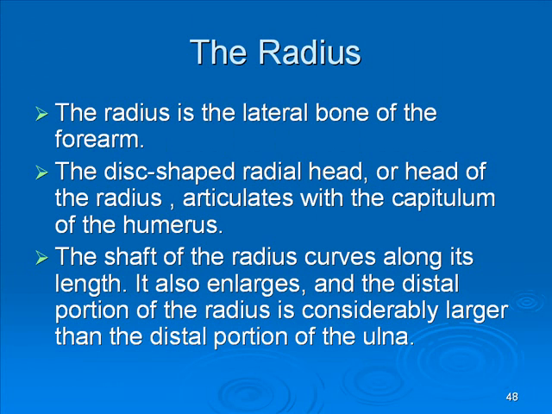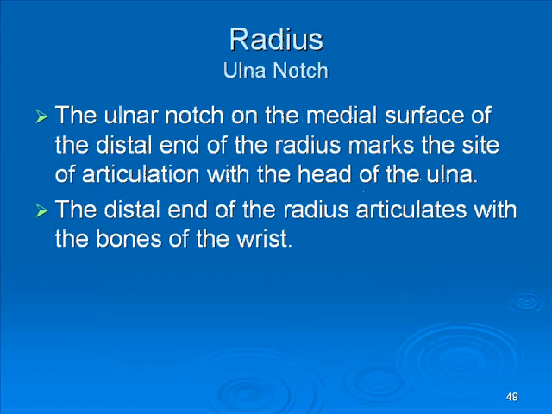The shaft of the radius curves along its length. It also enlarges distally, and the distal portion of the radius is considerably larger than the distal portion of the ulna, which we've already talked about. And again, remember, you can use your hands as a map: small finger, ulna side, medial side, the bone is smaller when you get down. The ulna bone is smaller when you get more distal. The radius side is more lateral, on the thumb side. When it gets more distal, it gets larger. So again, the radius bone is much larger distally than you see with the ulna.